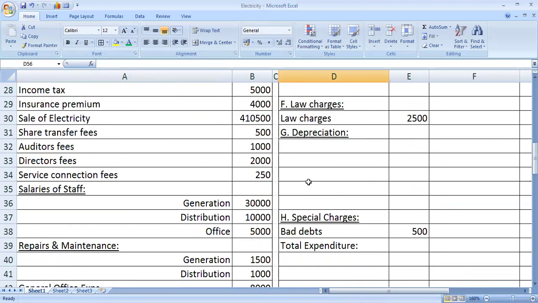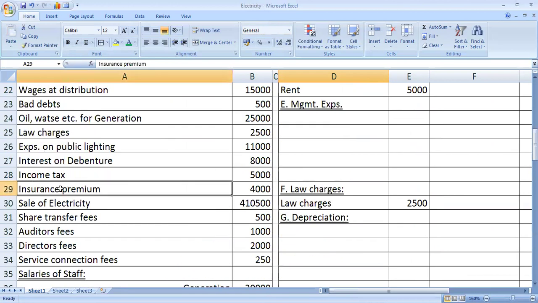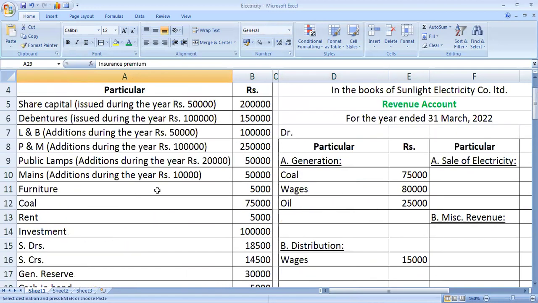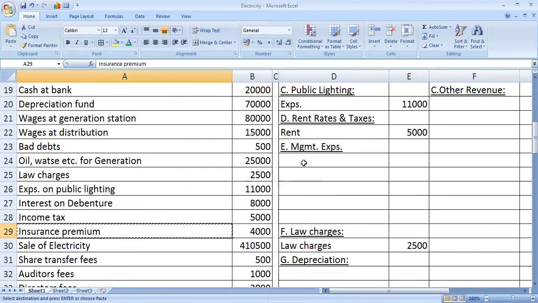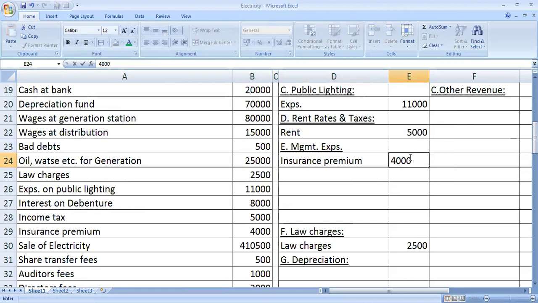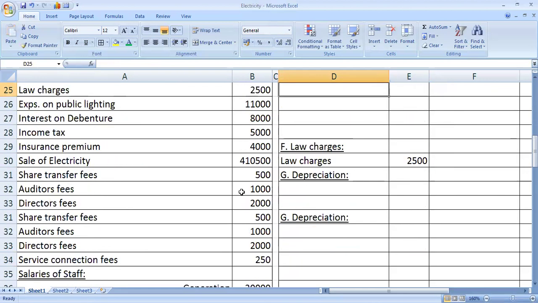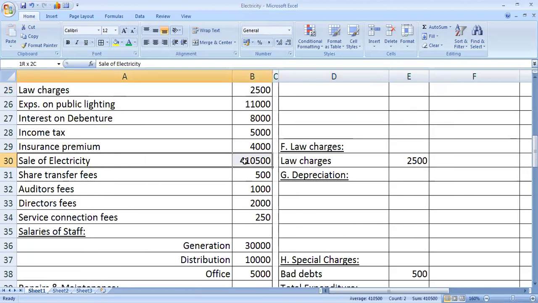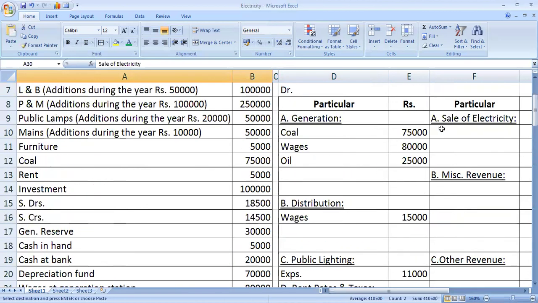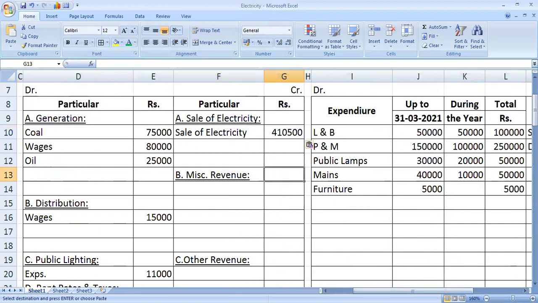Next item, insurance premium. Insurance premium goes to the revenue account debit side under the heading of management expenses. That is amount 4,000. Next item, sale of electricity. Sale of electricity goes under the heading of sale of electricity, revenue account credit side. Amount 4,10,500.